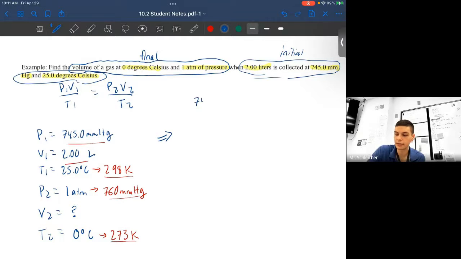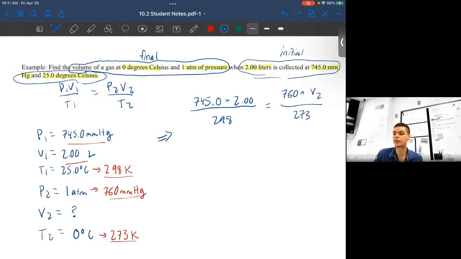First pressure is 745. I'm not going to write the units here because it's just a lot of mess. Times 2 divided by 298 is equal to 760 times unknown volume divided by 273. Okay, and you can solve this however you want. I know a lot of people start to get overwhelmed with the algebraic manipulations. Like if I tell you, oh, we simply do 745 times 2 times 273 divided by 298 divided by 760, I realize I might lose some of y'all. So it's okay if you do it one step at a time.